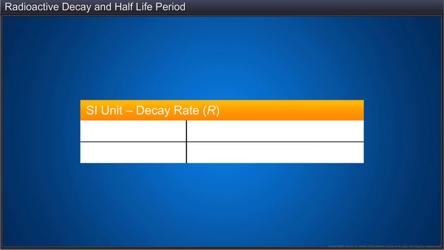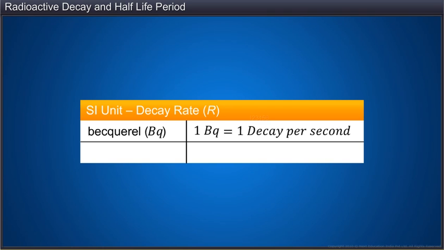The SI unit for decay rate R is becquerel, denoted by Bq as shown. 1 becquerel is equal to 1 decay per second. Another unit of R is curie, denoted by Ci as shown. 1 curie is equal to 3.7 into 10 power 10 becquerel.